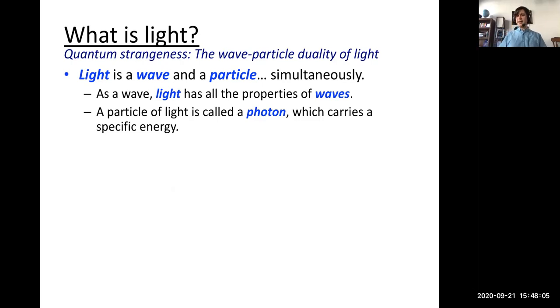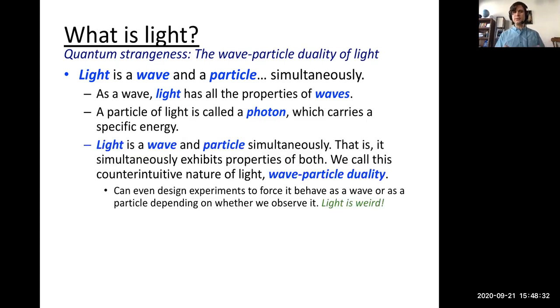As a wave, light has all the properties of waves. As a particle, and a particle of light, that's what we call a photon, a word you've probably heard before. One of the more powerful things we can do is, as a photon, as a distinct particle, we can look at light as carrying a very specific energy. So this is this wave particle duality, as we call it, that is both a wave and a particle simultaneously, and it's constantly exhibiting properties of both, means that light carries a whole lot of information, despite it being really, really, really weird.